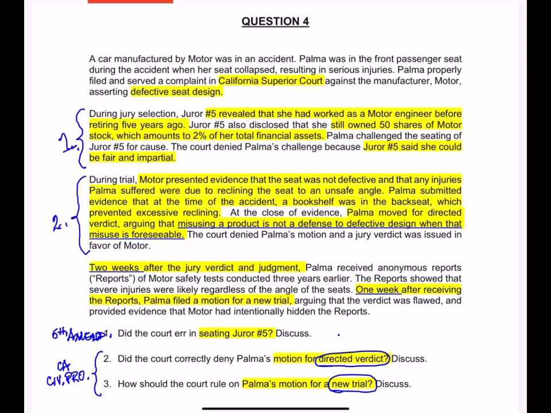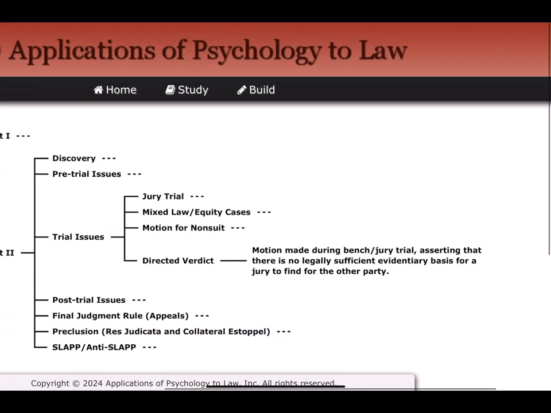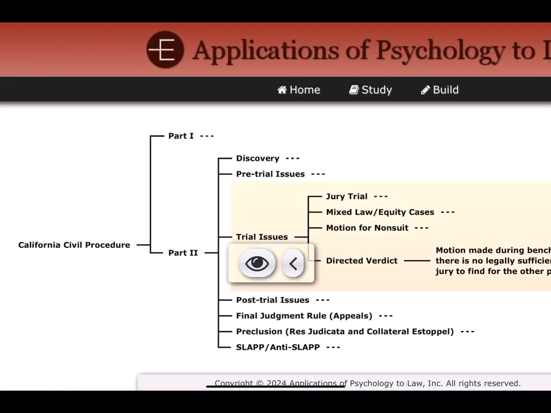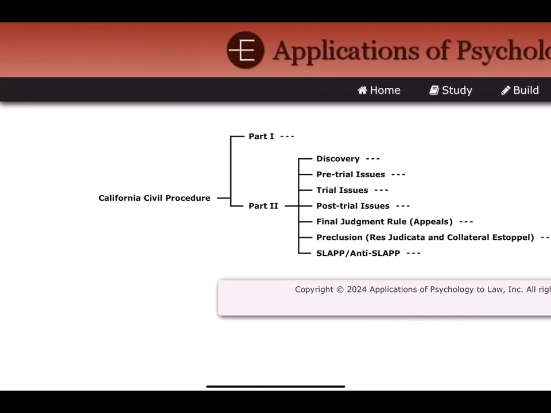As I said earlier, when you get a motion in a civil procedure fact pattern, you have to worry about the standard of analysis for the motion, but you also have to worry about timing. And that's why I find this call particularly nasty. Let's go back to the law. But now we want to look at post-trial issues.